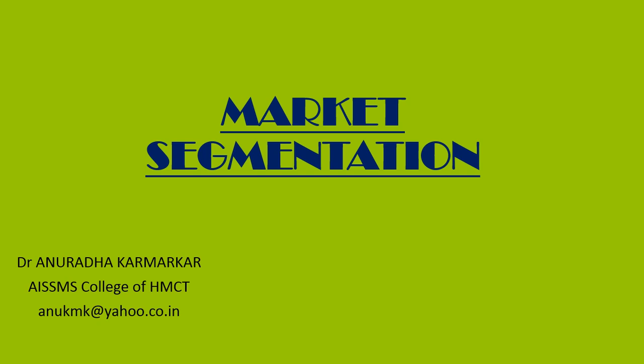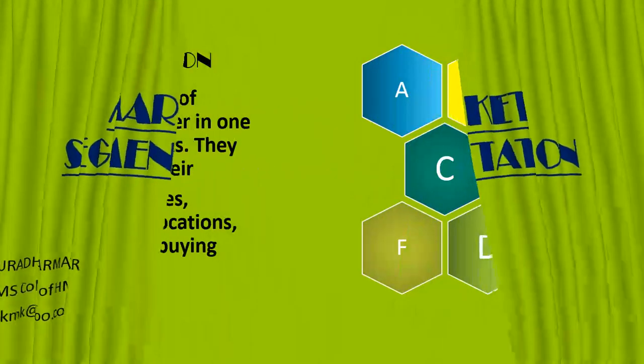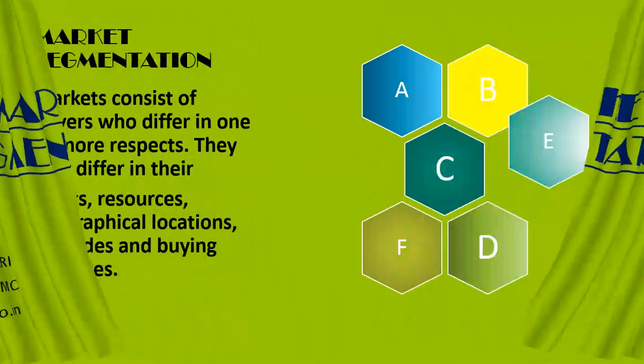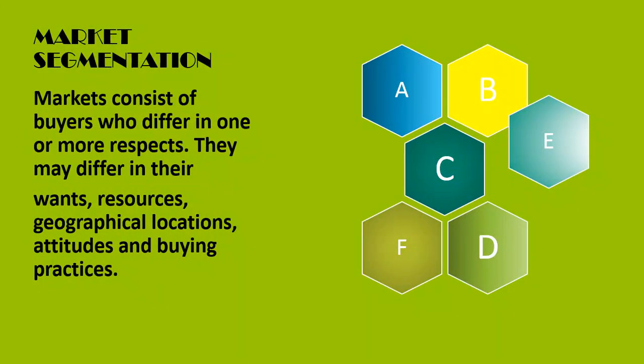Today we are going to look at Introduction to Market Segmentation. A market consists of many buyers who differ in one or more respects with each other. They may differ in wants, resources, geographical locations, attitude, and buying behavior or practices. So as you can see, my market can be A, B, C, D, and with the font size and the color I've tried to differentiate each market.